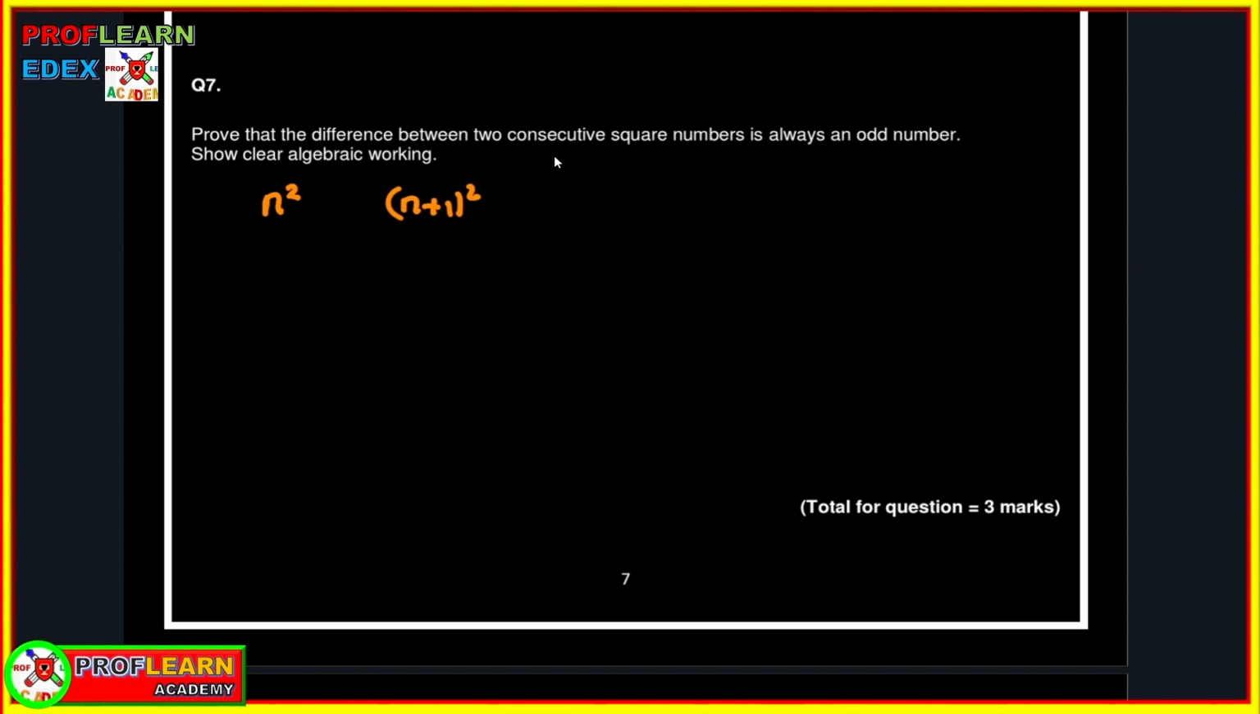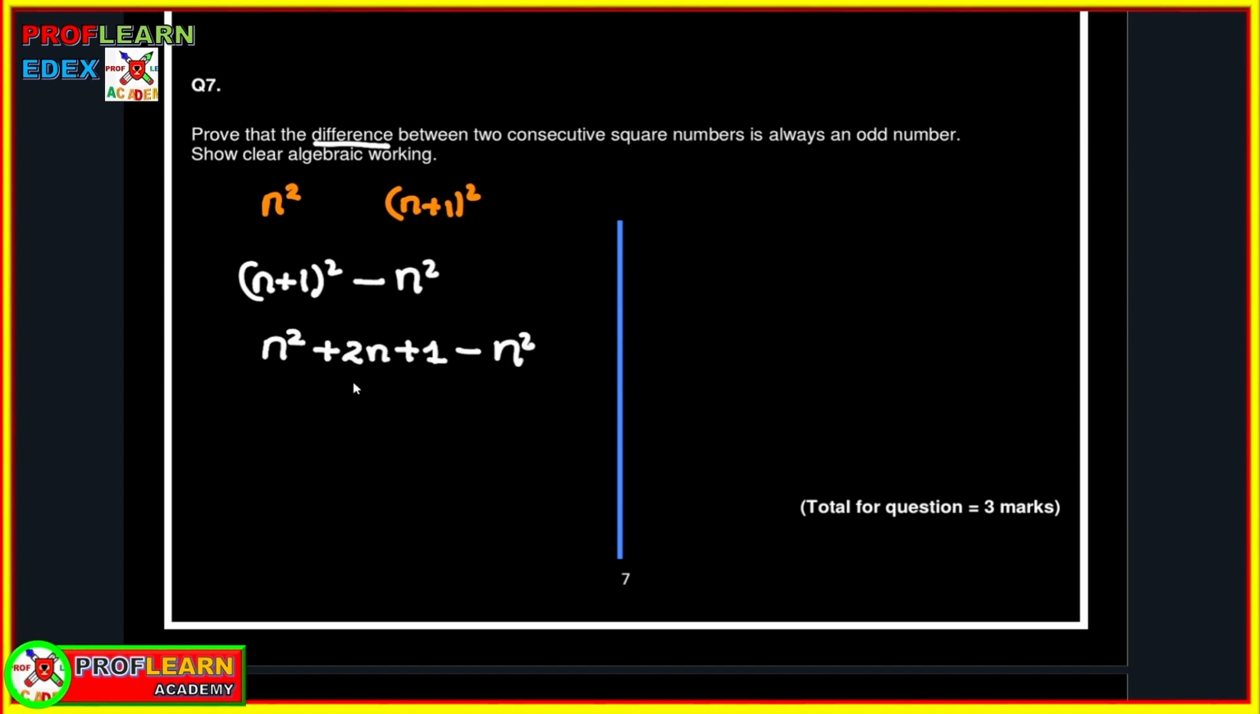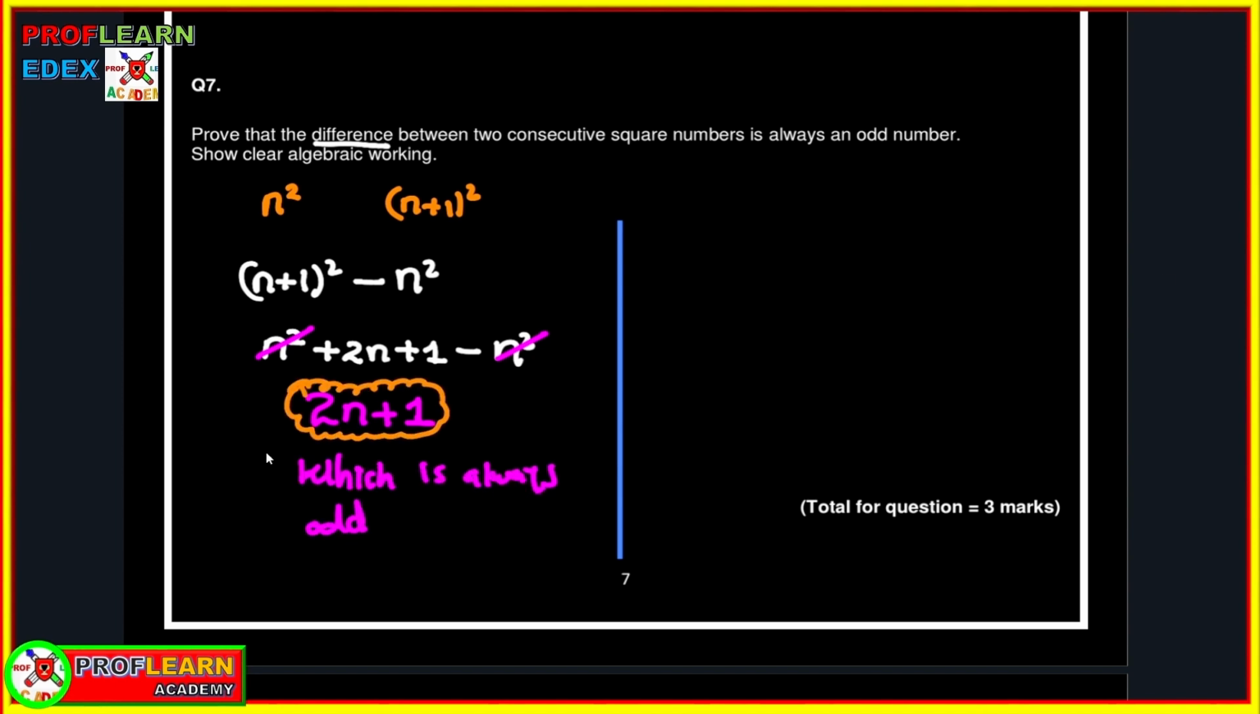Now, one of our square numbers is n squared. The next consecutive one will be rather n plus 1 squared. So if we find the difference of the two, we are going to square the second one and then subtract the first one. You see this will cancel out. We end up having 2n plus 1. And this is the format of an odd number, right? So this is always odd, meaning this is the form of an odd number.